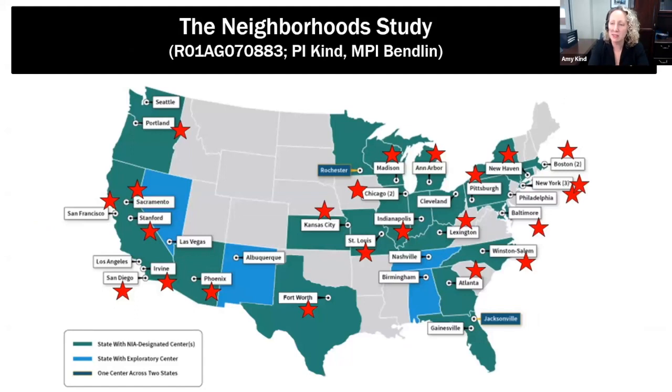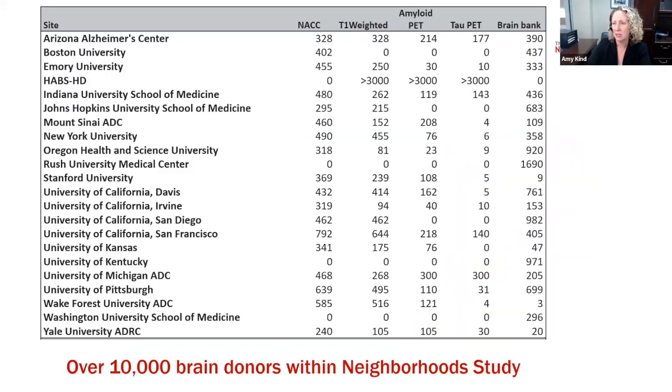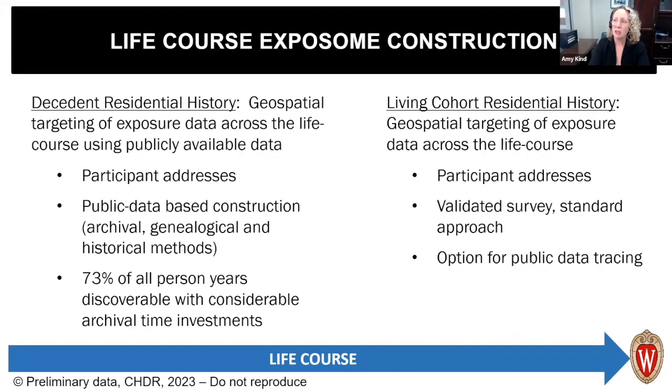These are our sites. Our 23 sites are spread across the United States. Many of our sites have excellent racial and demographic representation as well. We'll have over 10,000 brain donors that will be characterized. Again, this is a phenomenally large number for a neuropathology study. And we build these life course exposomes through public data tracing.